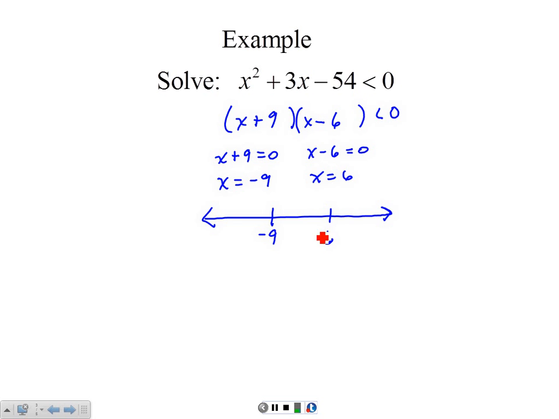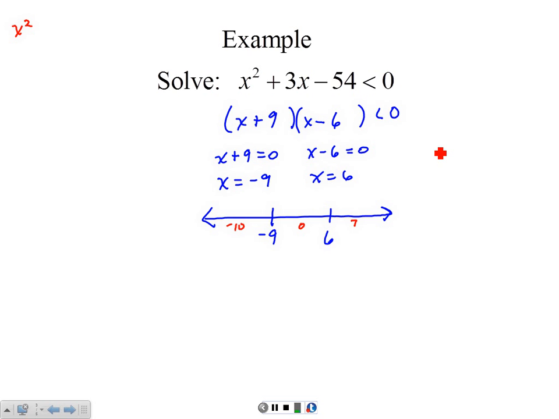So you're going to choose a number less than negative 9, let's say negative 10. You're going to choose a number between negative 9 and 6, which the easiest one I think is 0. And then you're going to choose a number greater than 6, which I'm going to say 7. And I'm going to test each one of these numbers to see if it makes my inequality true or false. So let's come up here.